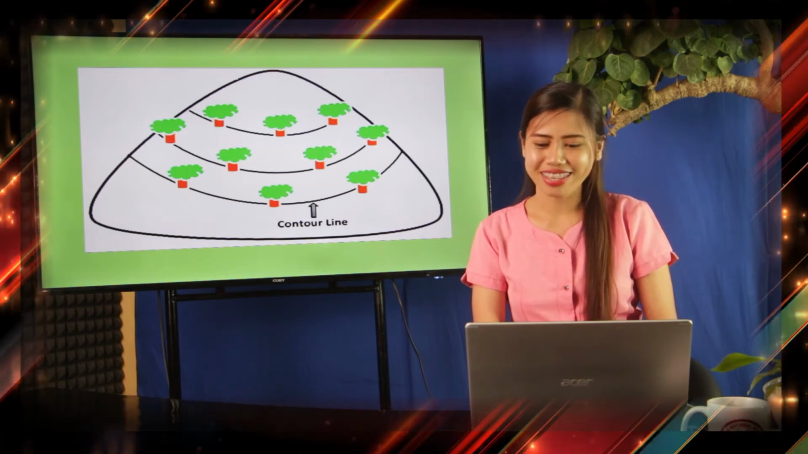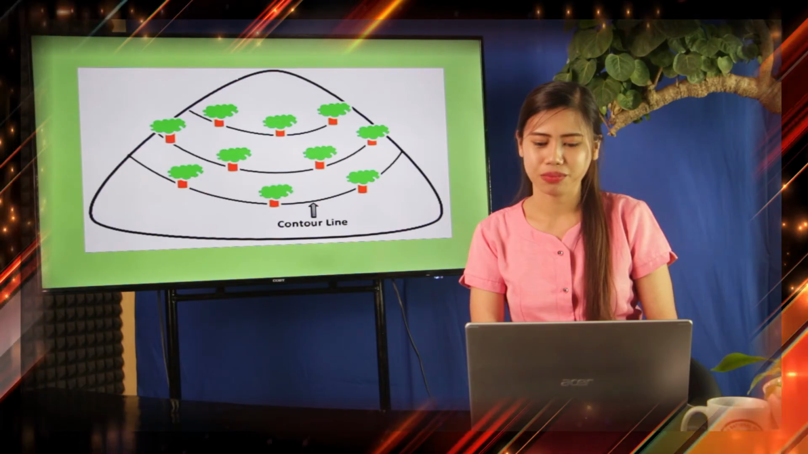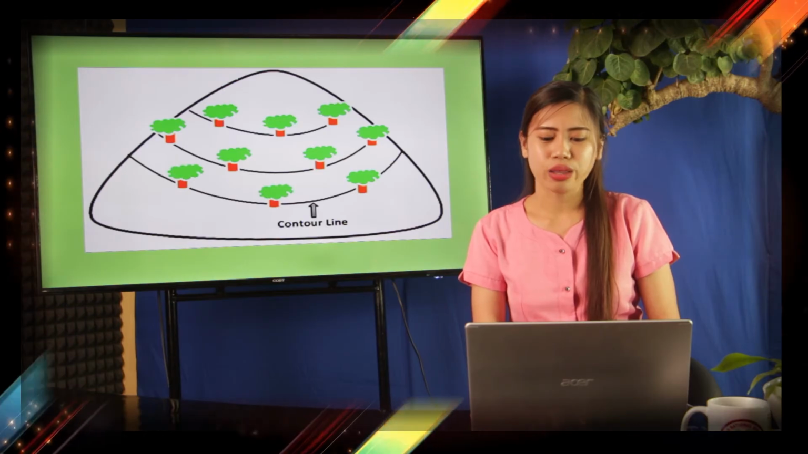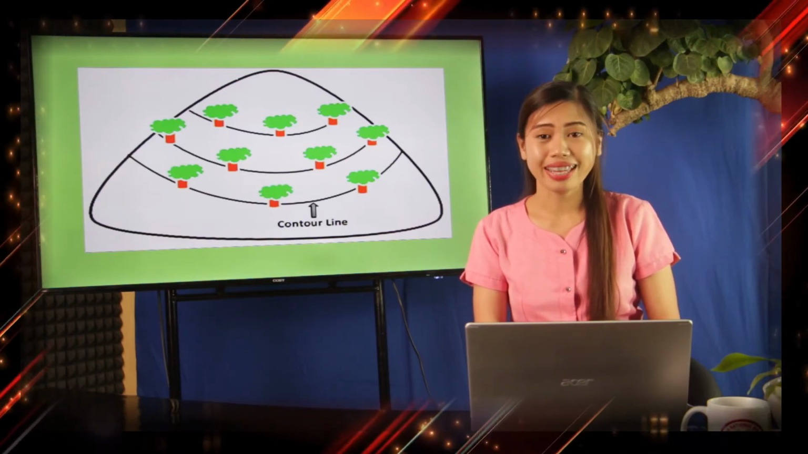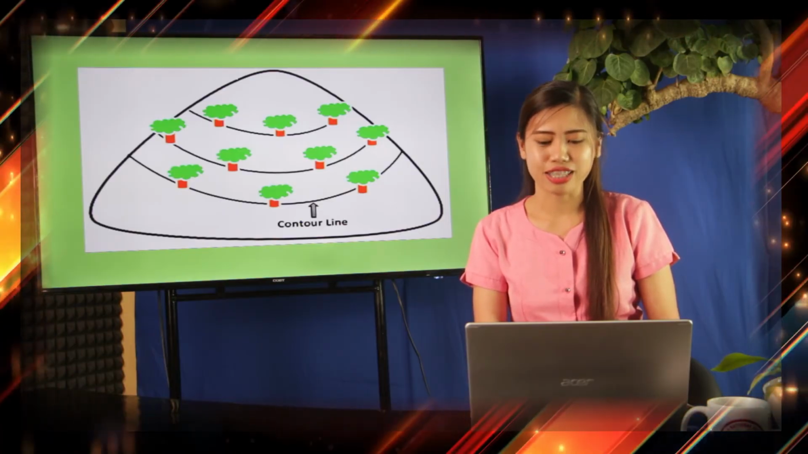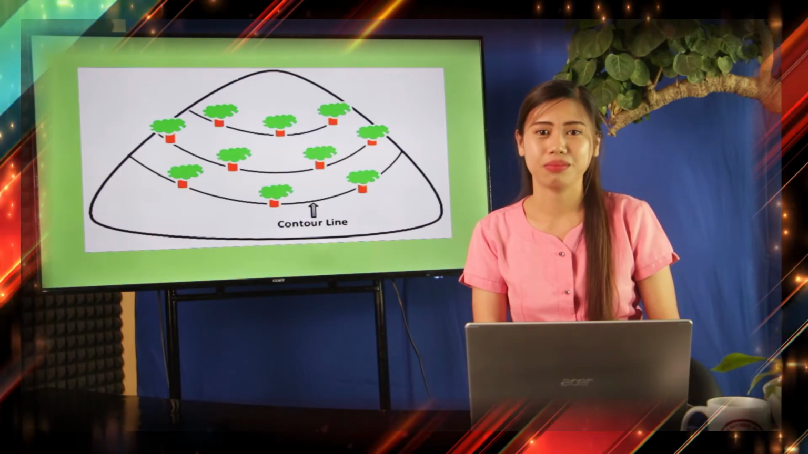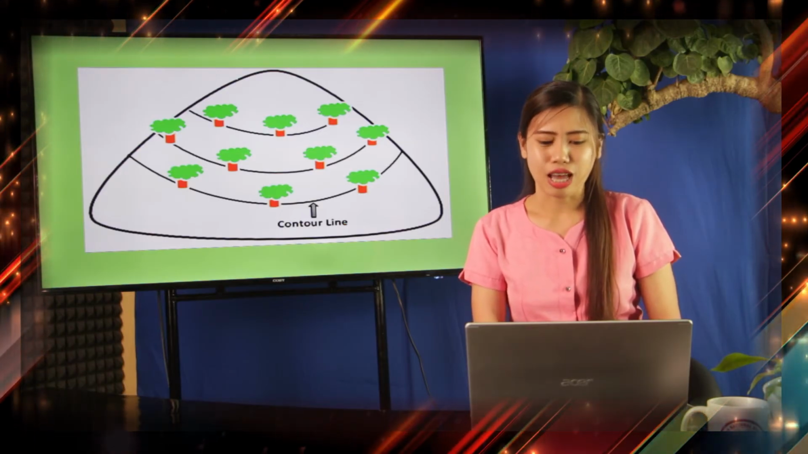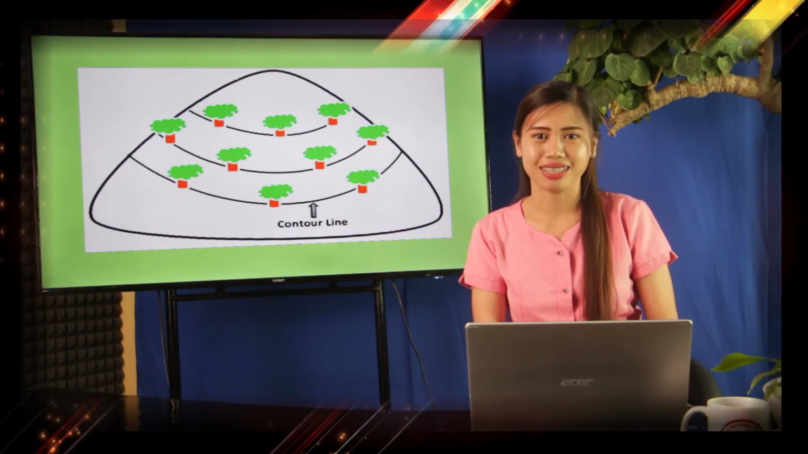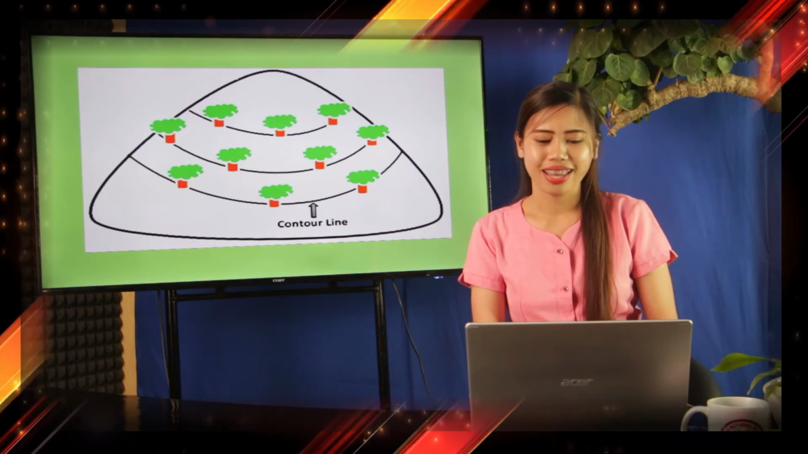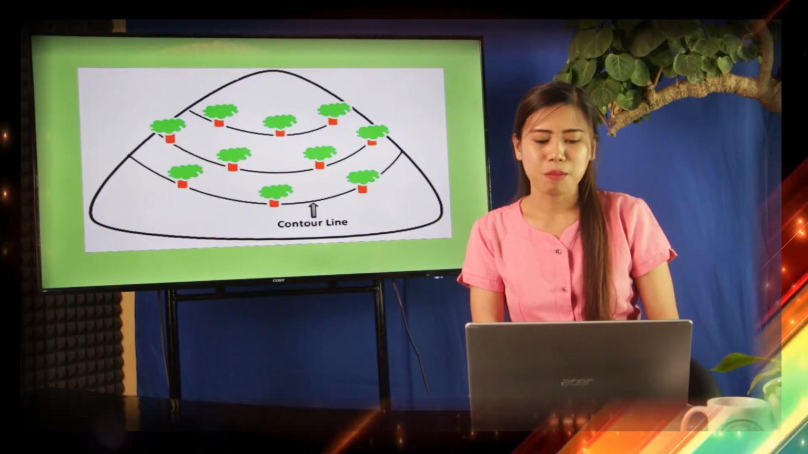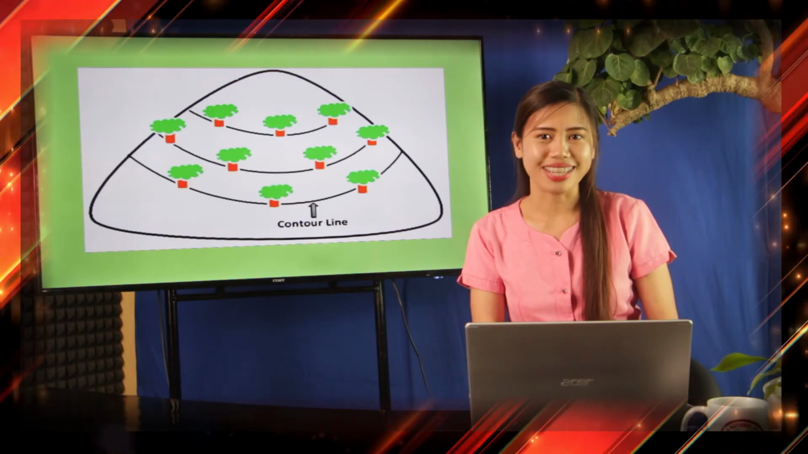What are the disadvantages of contour system? We have 4. First, laying out of contour lines is difficult and time-consuming. Second, special skill is required to lay out this system. Third, special instruments are required for making contour lines. Fourth, the row-to-row distance will not be equal and adjustments may be required in the plant-to-plant distance.